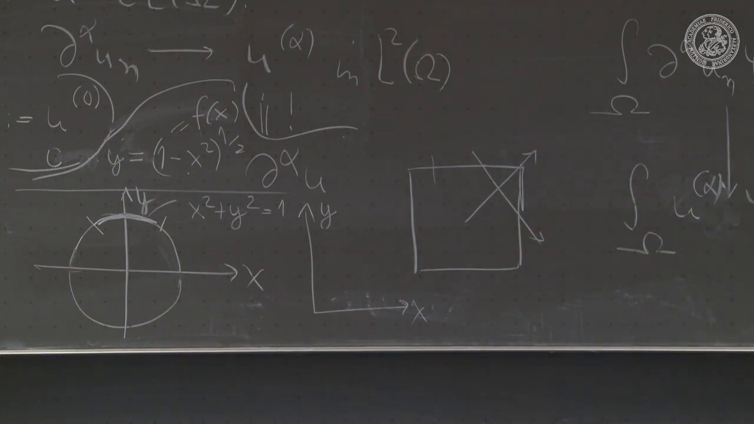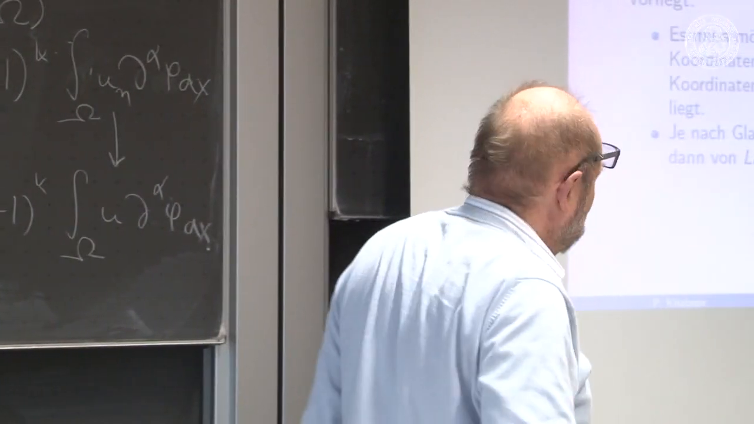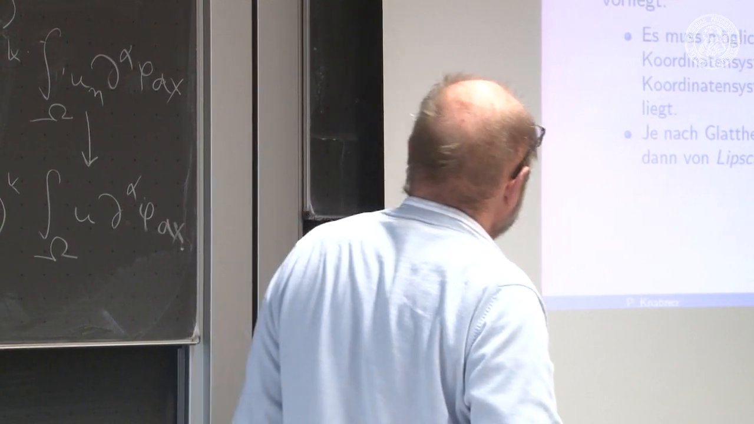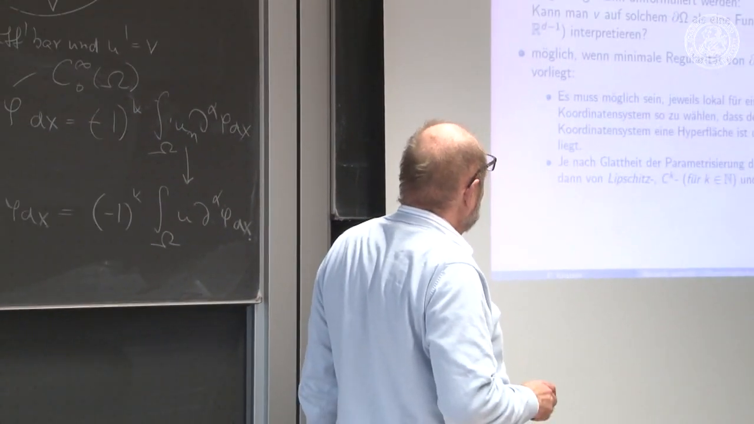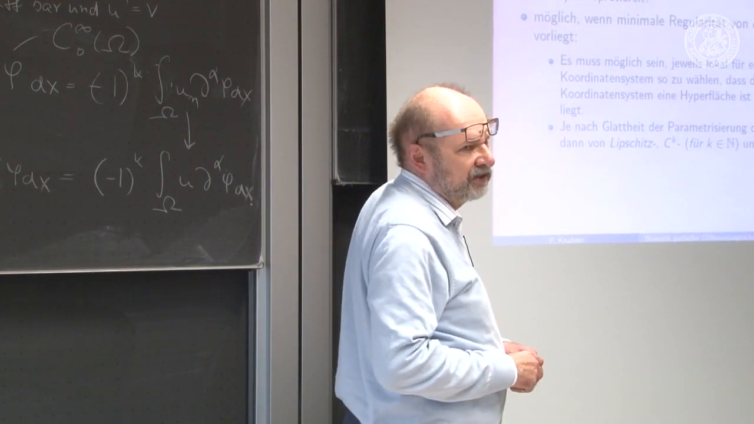Okay. So Lipschitz will be the minimal requirement for what we are doing. So we allow for corners. And there's a further requirement, and this is written down here. We have to be able to choose these local coordinate systems such that we can represent the boundary as hypersurfaces, as explained. And we always want to have that the domain is on one side.